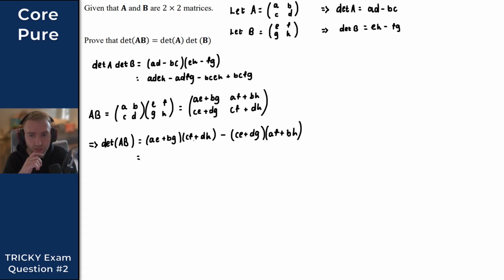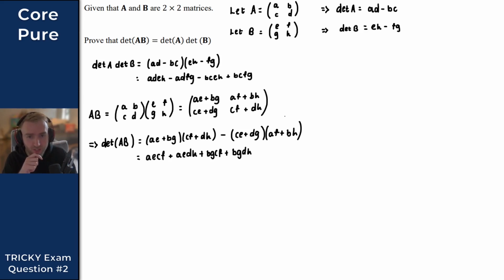So AE times CF, I get AECF. I've then got AE times DH, so I get AEDH. I've got plus BG times CF, so BGCF. And then finally BG times DH, I get plus BGDH. Perfect, that's the first four results here.